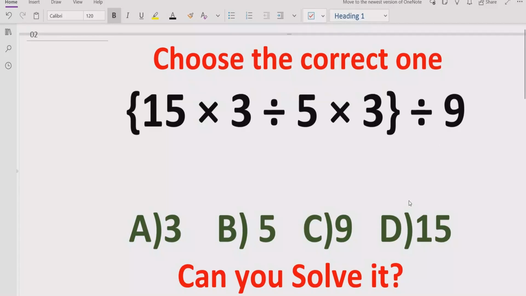Today we will solve another quiz which is related to arithmetic expression. The quiz contains the basic operation, multiplication and division. So we have to solve this quiz using PEMDAS and BODMAS method and find out the correct answer. In the answer list we have four answers: A is 3, B is 5, C is 9 and D is 15. So let's see after solving it which answer is correct.